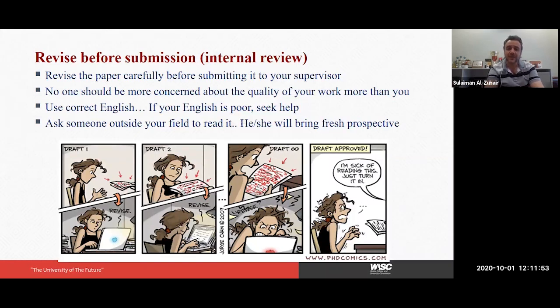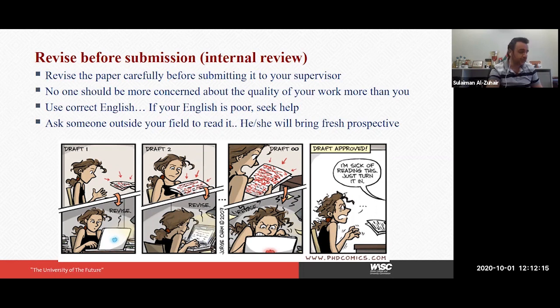Try to make the best first draft, and then you can pass it to your supervisor or your co-authors and so on. So revise the paper clearly. No one should be more concerned about the quality than you are. Use correct English. If your English is poor, seek help.